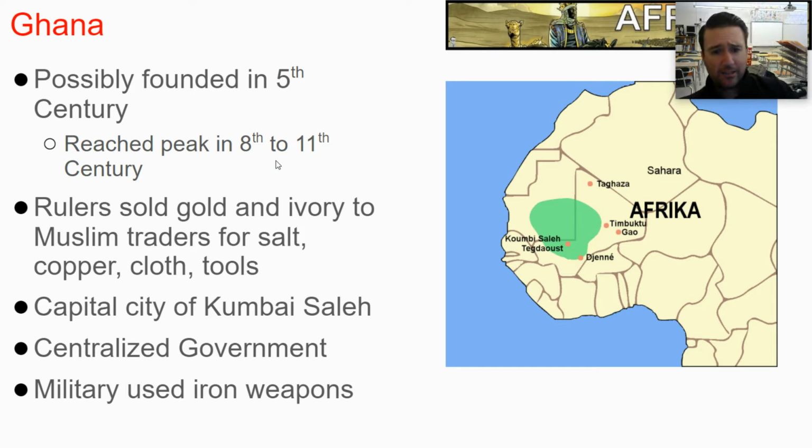So let's start with Ghana. Ghana is pretty much in West Africa. It's founded around the 5th century, but it really peaks somewhere between the 8th and 11th century. And the rulers of Ghana had an extremely large amount of resources that they could trade that were highly demanded in other parts of the world, in particular gold, ivory, and then to a lesser extent, copper, cloth, and tools that they can get.